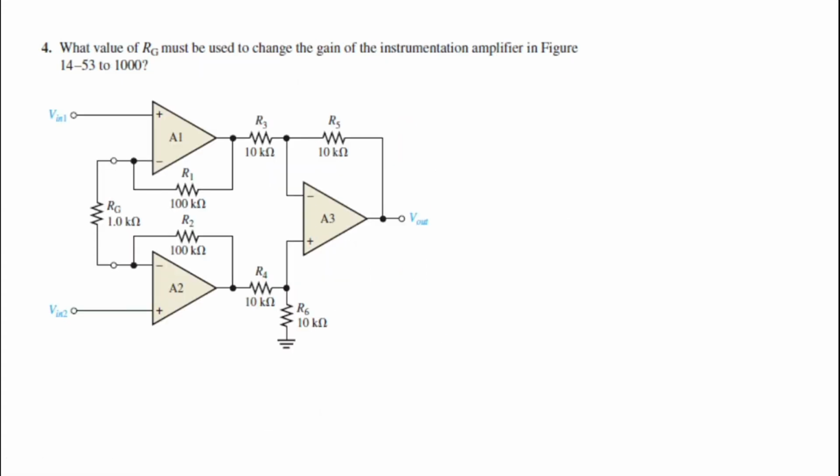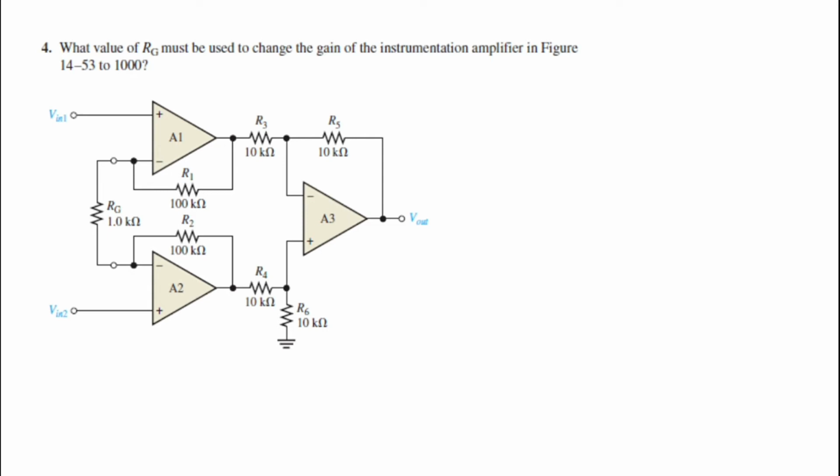Moving on to question number 4. What value of Rg must be used to change the gain of the instrumentation amplifier in figure 1453 to 1000? So what that means is we need to change the value of Rg to get the overall gain equal to 1000.